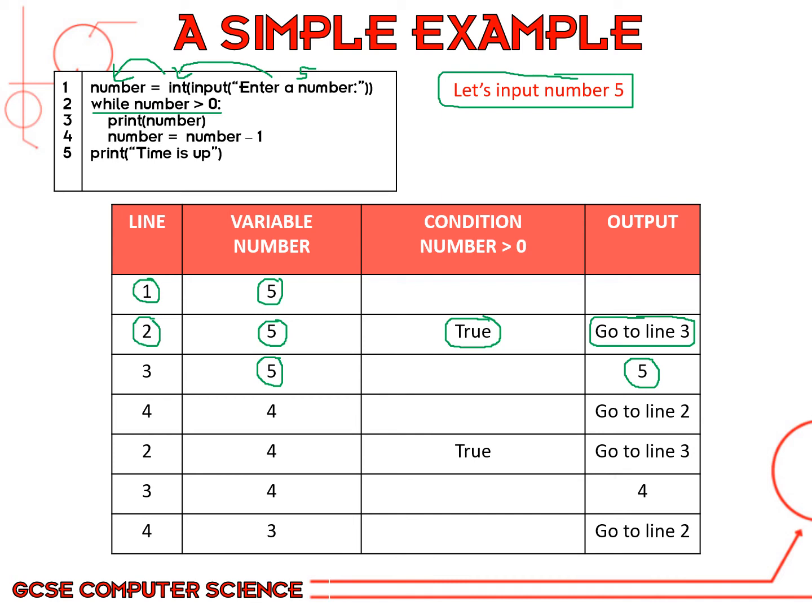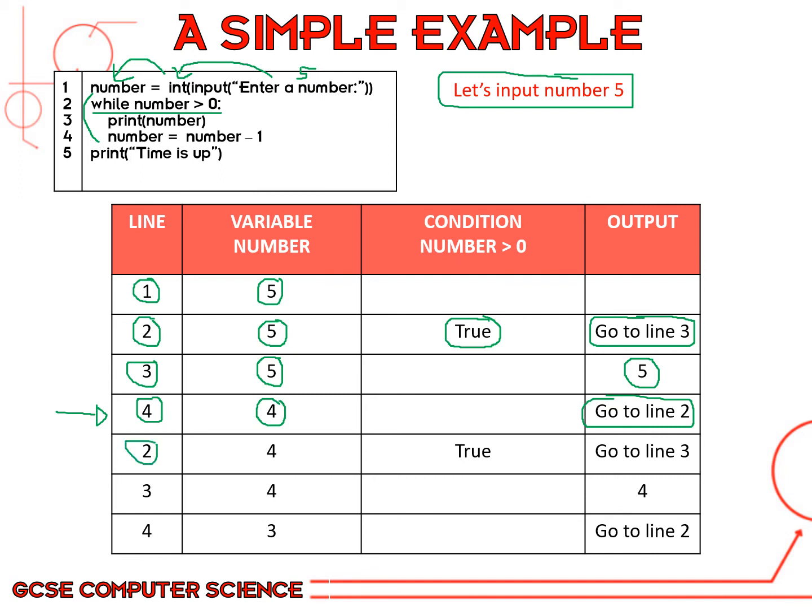Next line down is line 4. So we're on line 4 now. I just forgot to circle that one. Line 4 says number equals number minus 1. So we need to subtract 1 from whatever the variable is. At the moment it's 5. We subtract 1 and we change it in the table to 4. Because this is part of a loop, we need to go back to line 2 again. So I've put my output as go to line 2, which you don't technically need, but it helps us to follow the program.